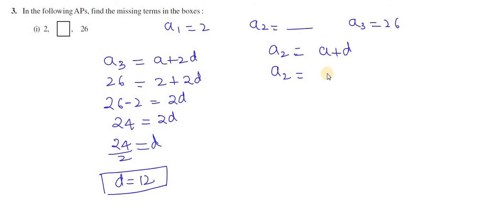A value is, we know that is 2 plus D value is 12. So therefore A2 is equal to 14. Is it clear? I hope all of you understood.